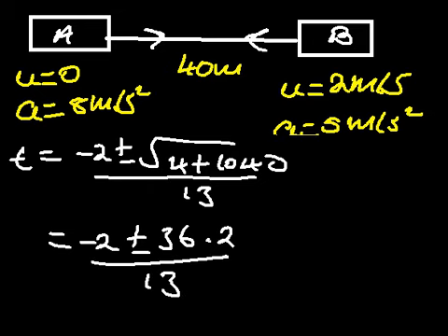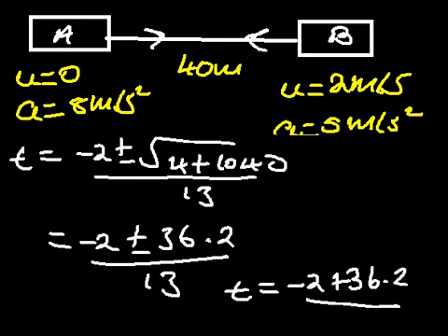So which combination will give us the positive root? Since we need the positive term, we'll have negative 2 plus 36.2 divided by 13. So that's 34.2 seconds. So that's the time of interest.